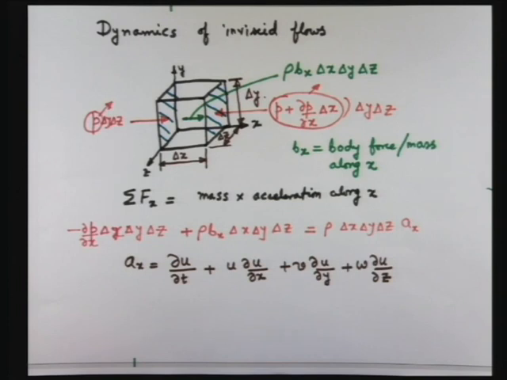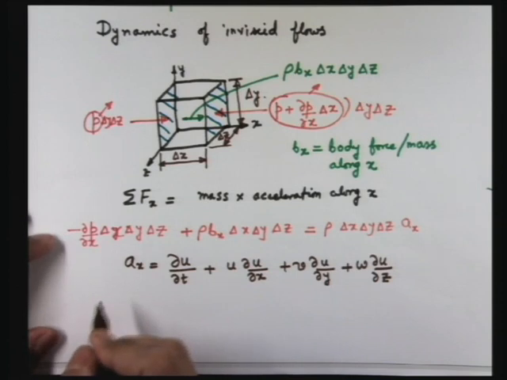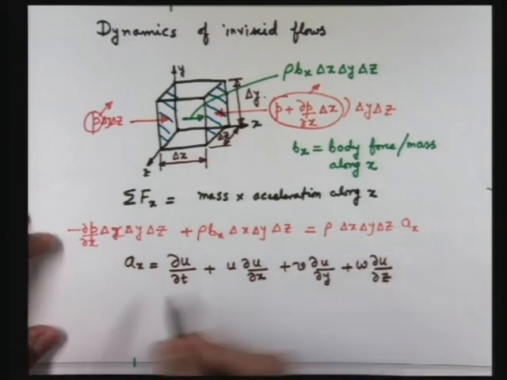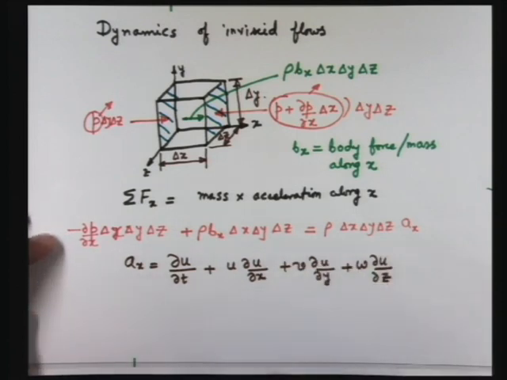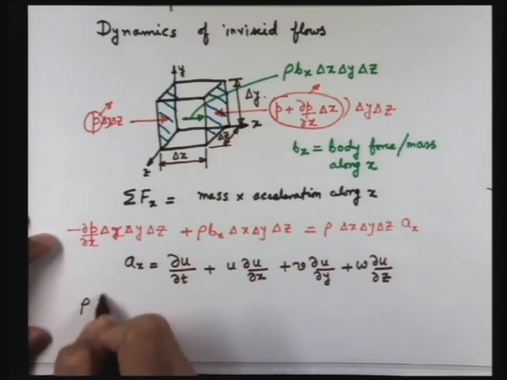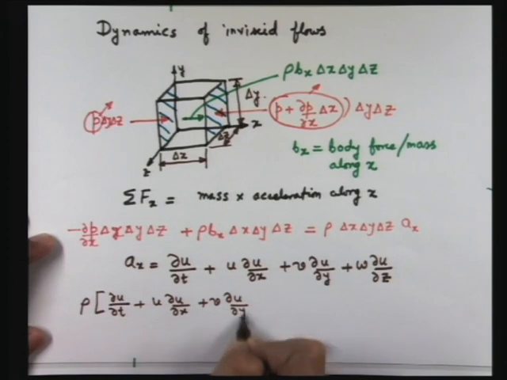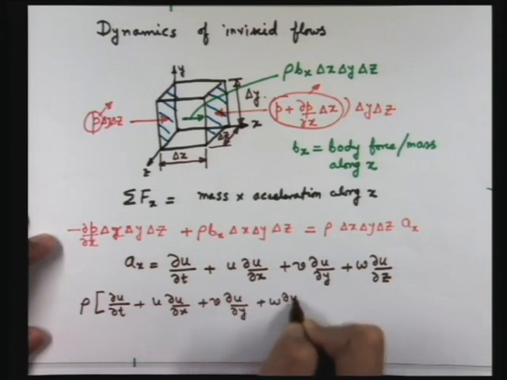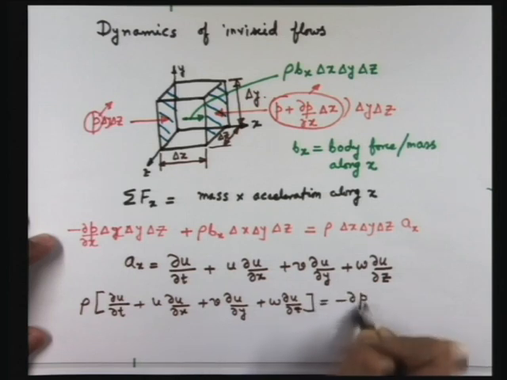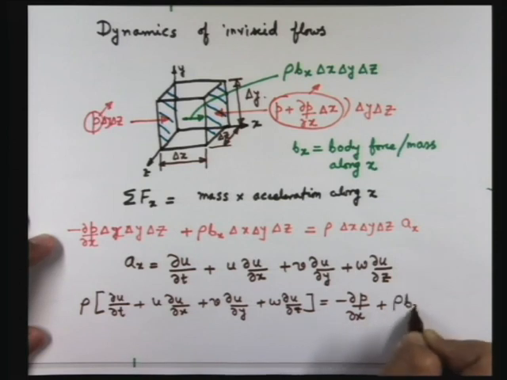and then you can neglect the higher order terms which are of the order of squares or cubes of these, and then you will be left with, I am writing the right hand side in the left because that is the standard way of writing it, that you have rho into del u del t plus u del u del x plus v del u del y plus w del u del z is equal to minus del p del x plus rho bx.